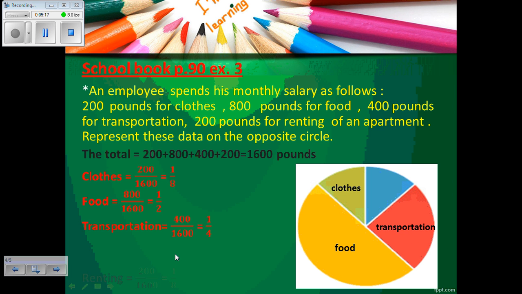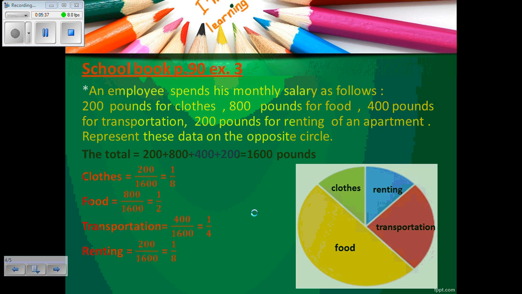The last one, renting, equals 200 over the total salary 1,600. After the simplest form it will be 1 over 8. The last part here will be renting. This is our lesson today.